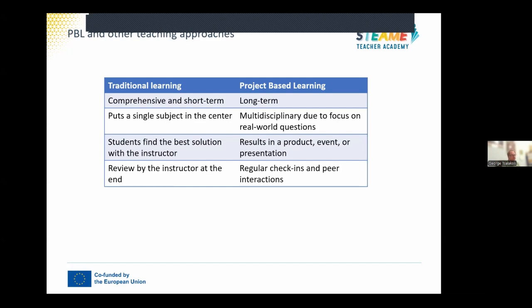While in project-based learning, they will search by themselves and make a product, event, or presentation to present their results. Usually in traditional learning we have a review by the instructor at the end, although we can also have formative assessment during the instruction. But in project-based learning, we have to have regular checks and peer interactions.